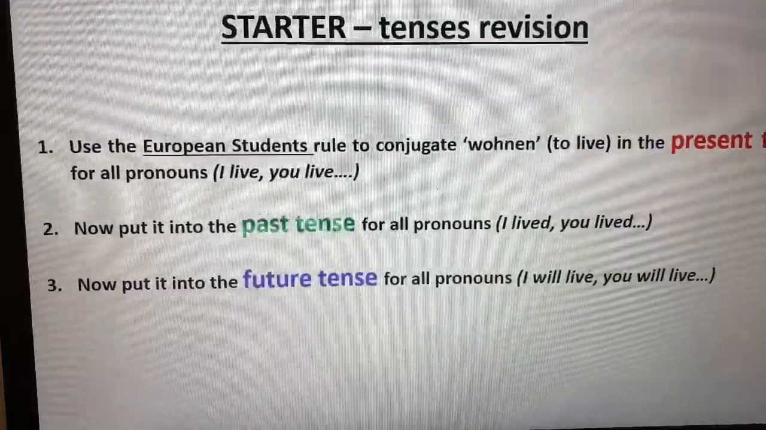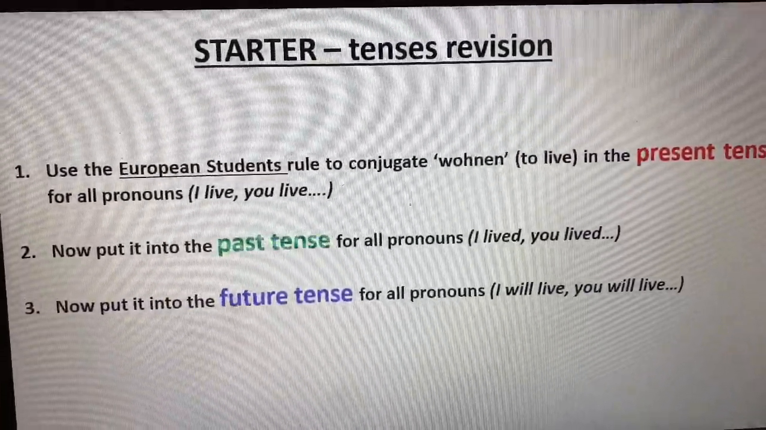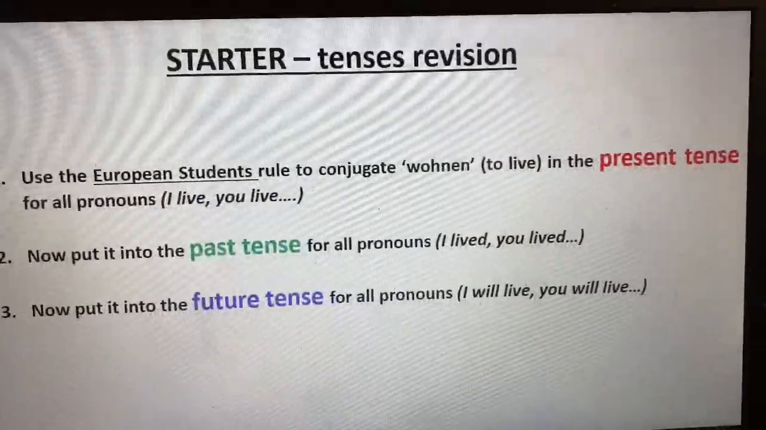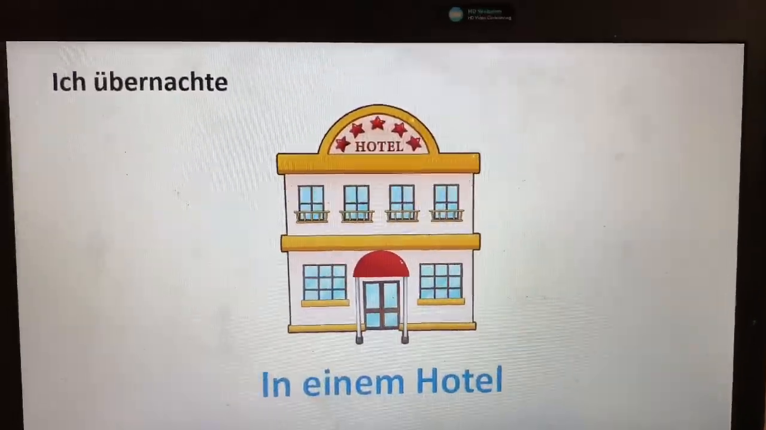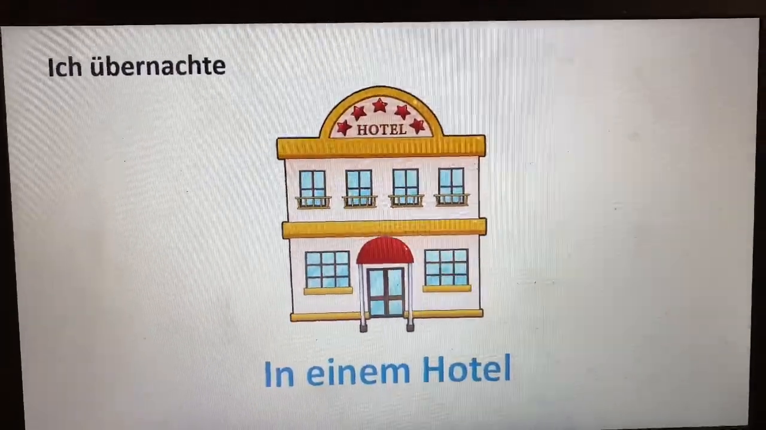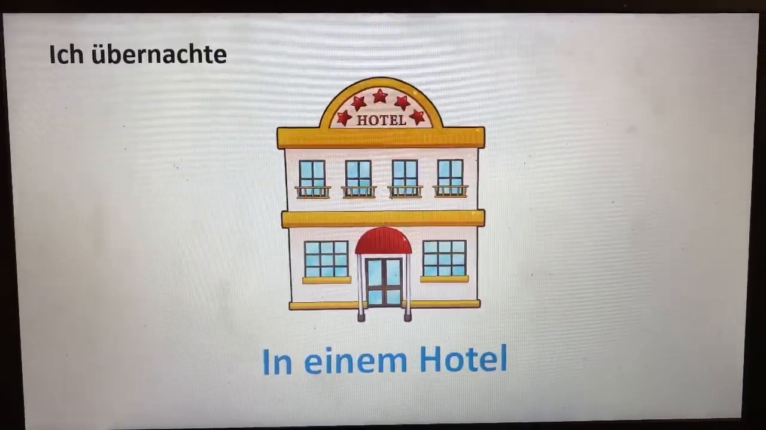Okay, so we're going to have a look at different types of accommodation that you could book. So ich übernachte means I stay overnight. So, ich übernachte in einem Hotel.